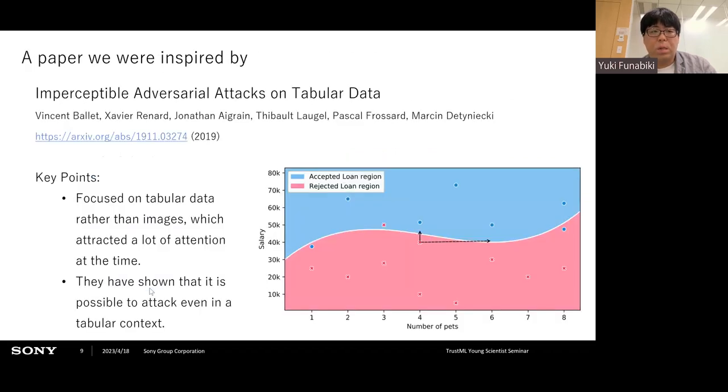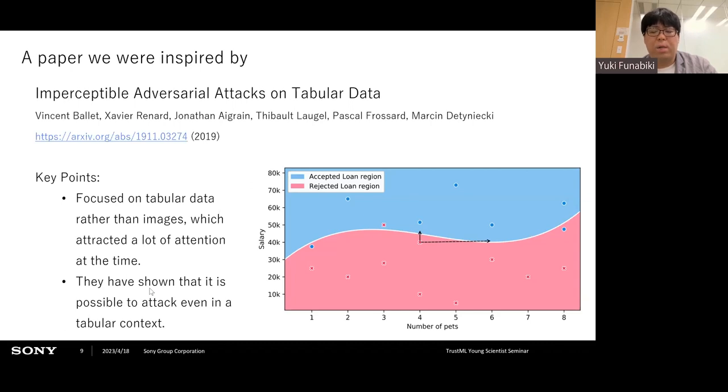box setting. And this is our previous related paper, Imperceptible Adversarial Attacks on Tabular Data. It was published in 2019, and this paper inspired us. The key point of this paper is that it focuses on tabular data rather than images.